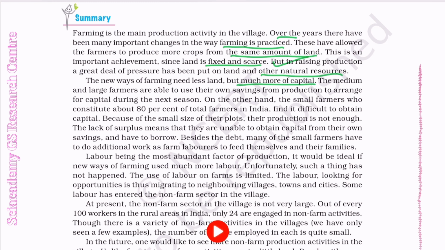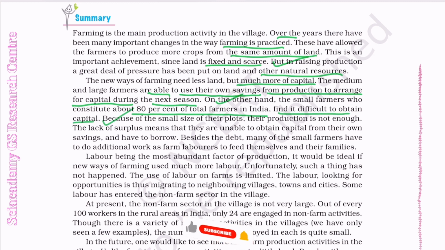The medium and large farmers are able to use their own savings from production to arrange for capital during the next season. On the other hand, the small farmers, who constitute about 80% of total farmers in India, find it difficult to obtain capital. Because of the small size of their plots, their production is not enough. The lack of surplus means that they are unable to obtain capital from their own savings and have to borrow.